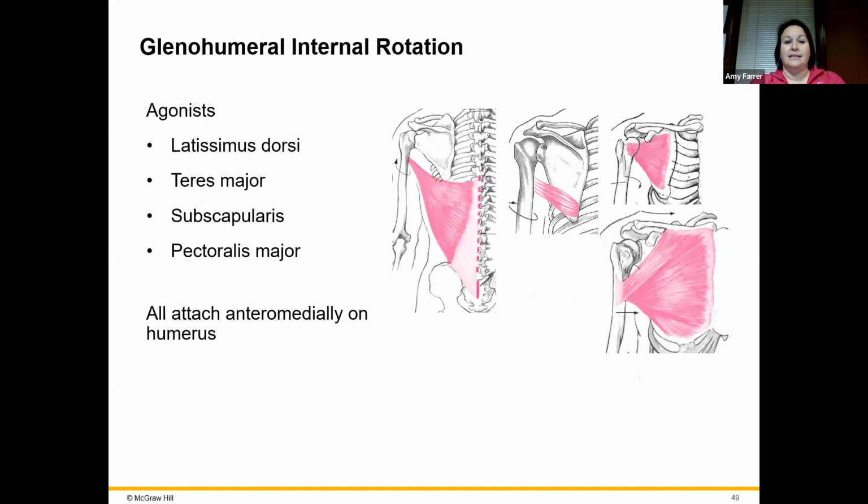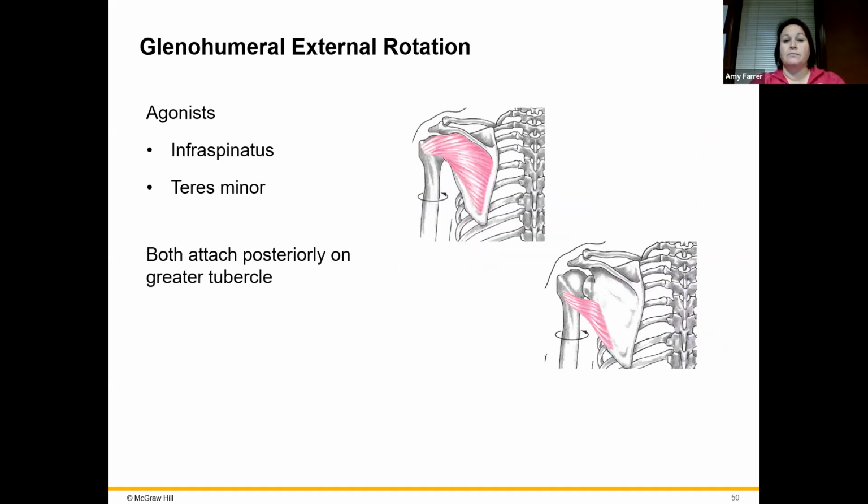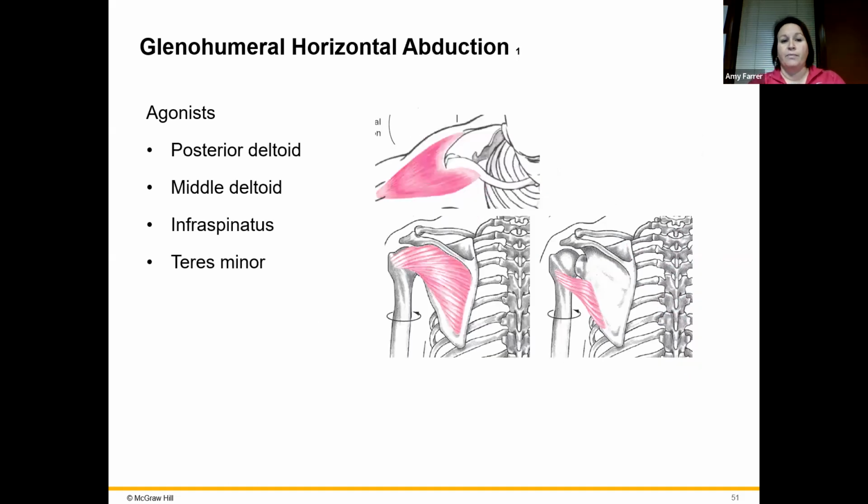Internal rotation: lats, teres major, subscap, pec major, okay? They all attach front medial of the humerus. And we see how as long as it comes across and attaches there, it is going to be an internal rotator. External rotator: infraspinatus, teres minor. Okay? They have to have a posterior attachment to allow that rotation to occur. Horizontal abduction: posterior delt, our middle delt, our infraspinatus, and our teres minor are really going to be what allows for that to happen. Because again, it has to be middle to the back, right?